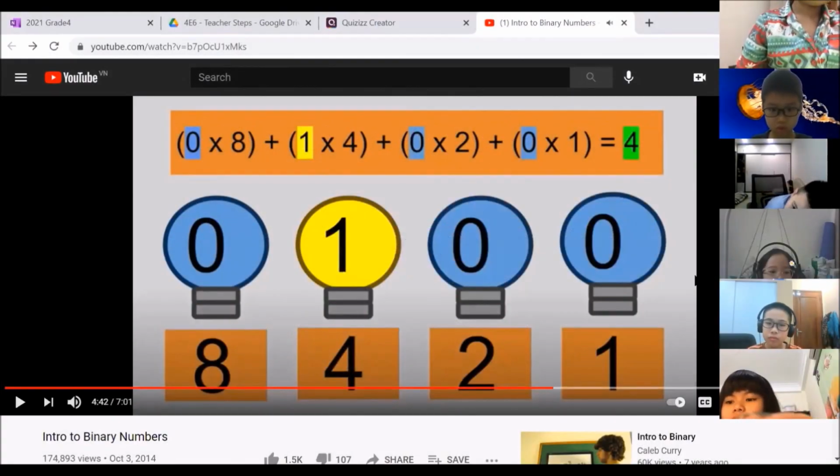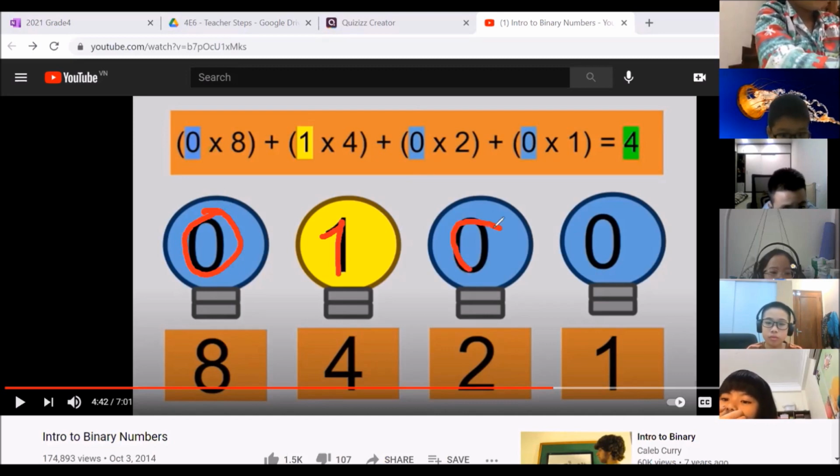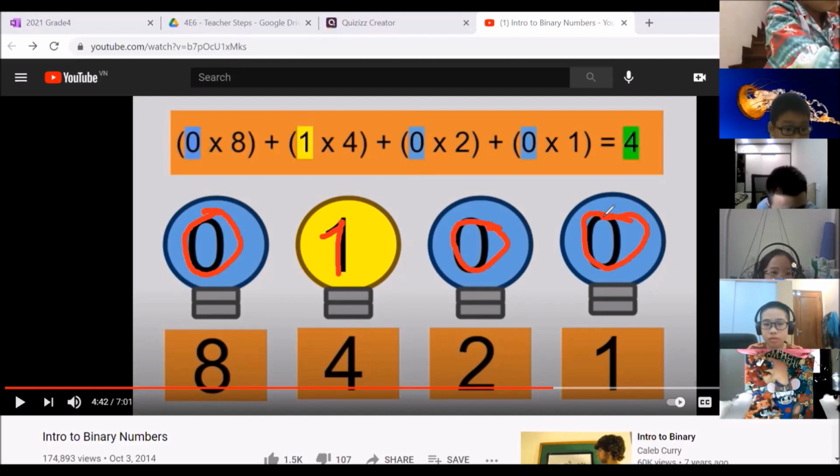We don't need to build 4 from any of the other blocks because we've already got a value for 4. That's our 3rd digit here. So we've got 0. We don't have any 8 values because we don't need them. We've got 1 4 value. And then we don't have any 2s, so we put a 0 in it. And we don't need any 1 values, so we put a 0 in there. So 0, 1, 0, 0 is equal to 4.